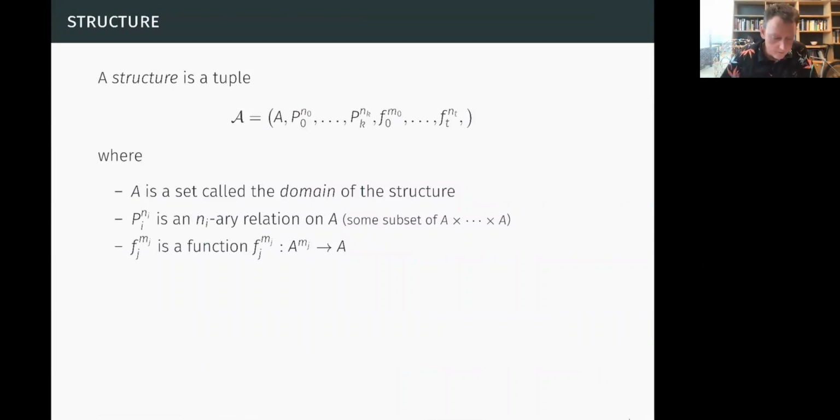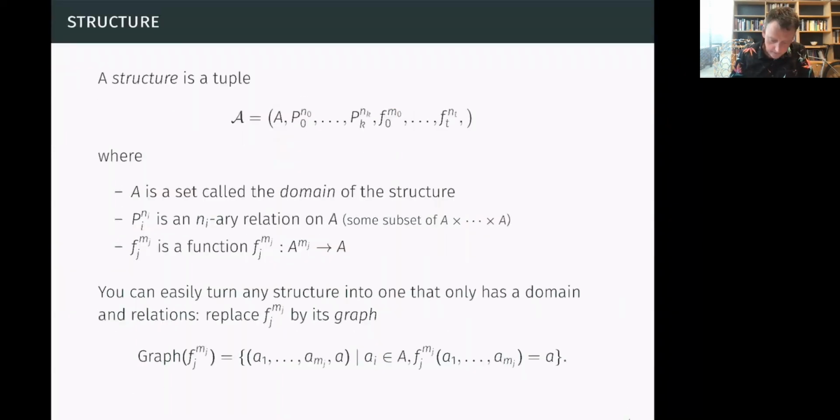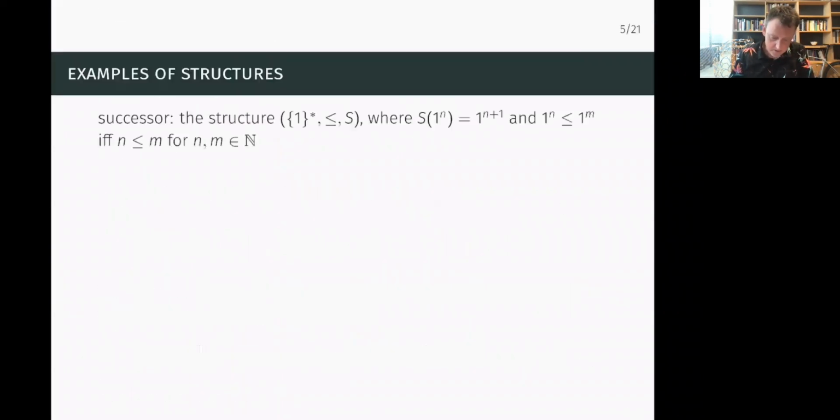Okay, so now let me move to structures, and I'm going to get to the definition of an automatic group. So I'll go fairly fast through this. A structure is a whole bunch of things. It's a set, and then it's a whole bunch of n-ary relations, and then it's a bunch of functions from A to the power of some direct product of A's into A. So that's a structure.